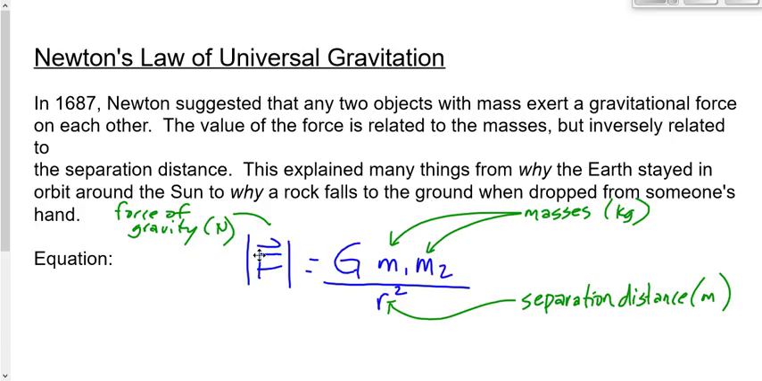Now, this last variable, G, this is the one that's going to be brand new to you. This is what we call the gravitational constant.